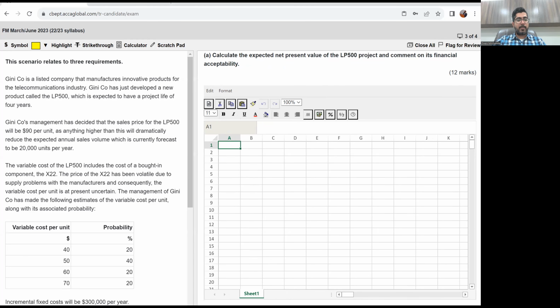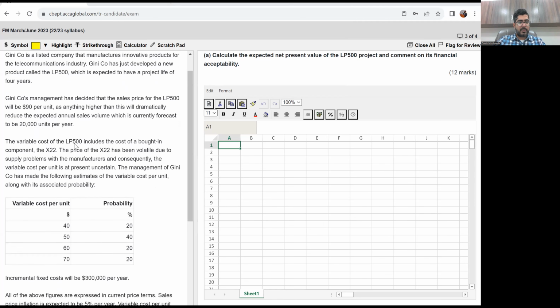Anything higher than this will dramatically reduce the expected annual sales volume, which is currently forecast to be 20,000 units per year. So the sale price will be $90 per unit, and the annual volume is currently forecast to be 20,000 units per year. It's saying anything higher than a selling price of 90 will reduce the sales volume. So there is nothing for us to be concerned about, because the selling price is 90 and the current forecast of volume is 20,000 units per year.